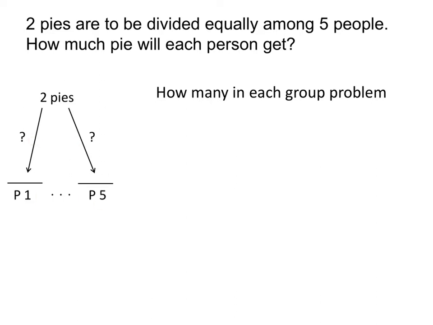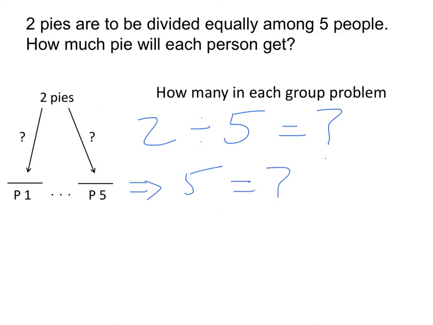We don't know how many pies are going to go to each group, so this is a how many in each group type of problem. Now we can solve this by taking 2, the total number of items, and dividing it by the number of groups, which is 5, and that equals question mark. So that's our problem that we need to solve. Well, in order to try to solve it, let's convert this over to an equivalent multiplication problem. And so the problem is 5 times question mark is equal to 2.